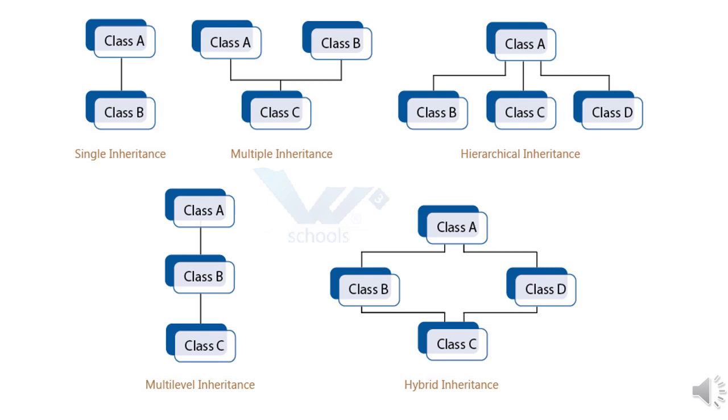And the final one is hybrid inheritance or virtual inheritance. Actually, this is a combination of more than one inheritance type or form. That is called hybrid inheritance.